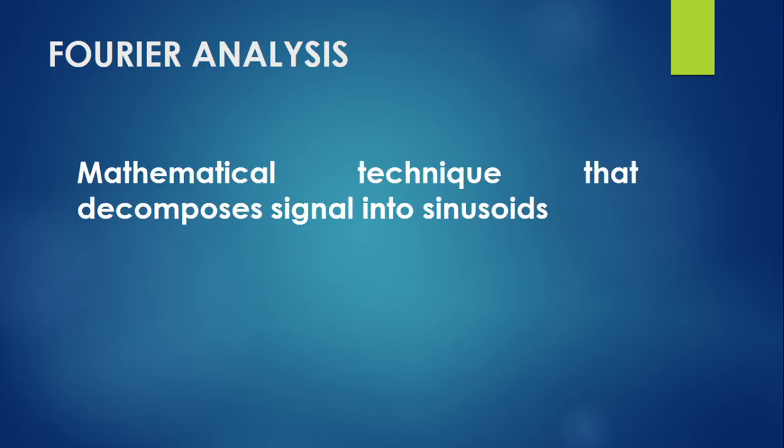So, in very brief, Fourier analysis is a mathematical technique that decomposes a signal into sinusoids. As I have discussed in the previous lectures, we have discussed the decomposition of a signal into impulses, that makes analysis very easy. Similar to decomposing a signal into impulses, in Fourier analysis the signal is decomposed into sinusoids, that is, the sine waves and the cosine waves.